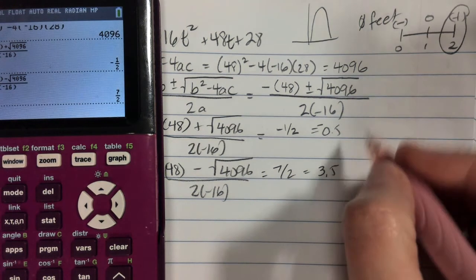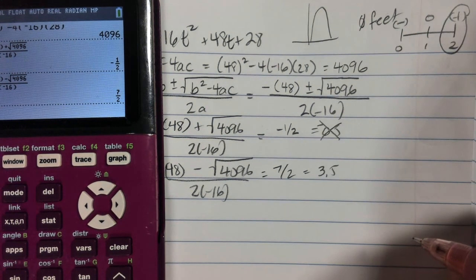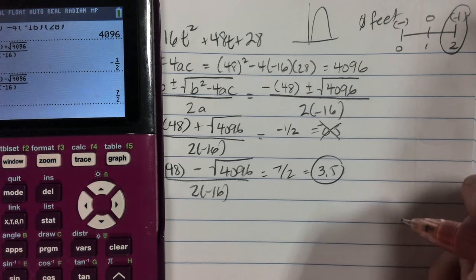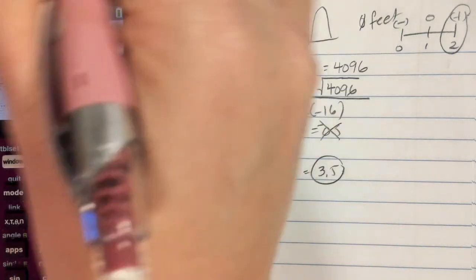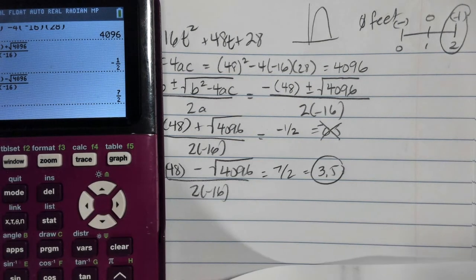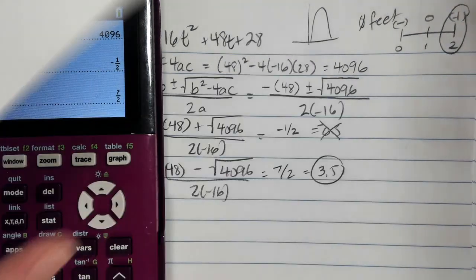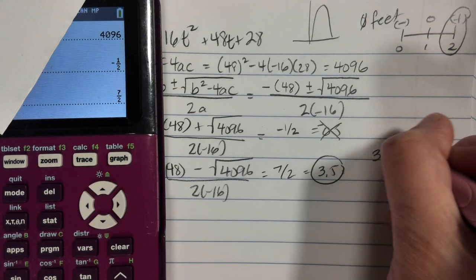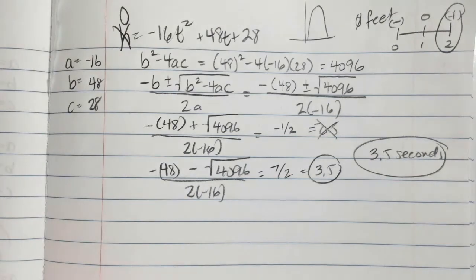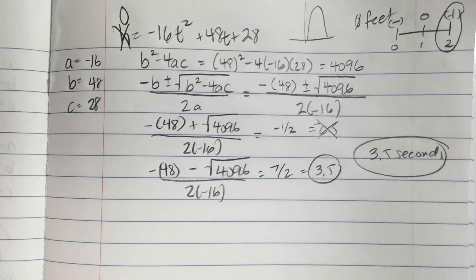Okay, so which one doesn't make sense? This one doesn't make sense because I can't have a negative real world situation. So 3.5 is the answer that makes sense. It's the height in feet in t seconds, so that means 3.5 seconds is when it hits the ground. Okay? So that's the first problem. That one, they gave us pretty much everything we needed to know.